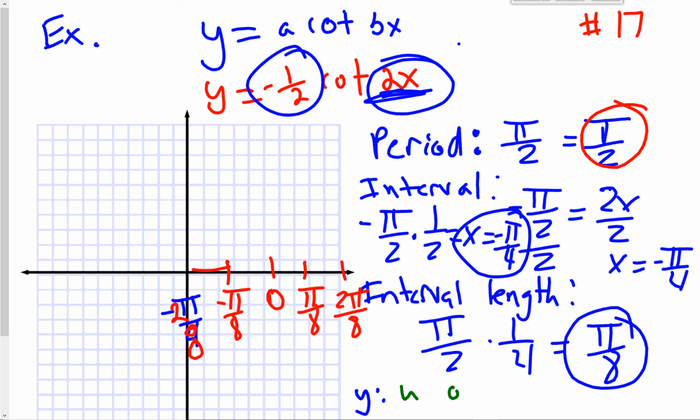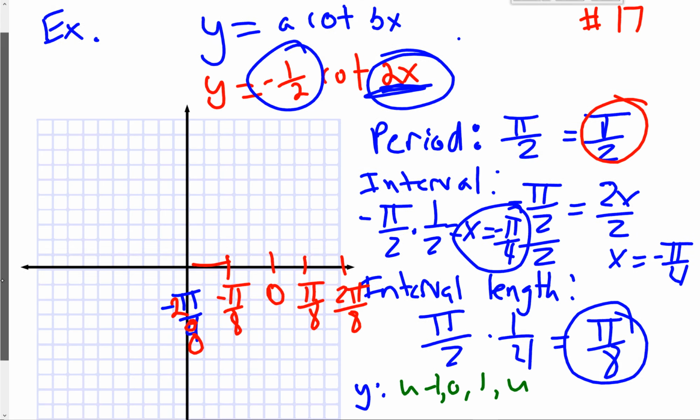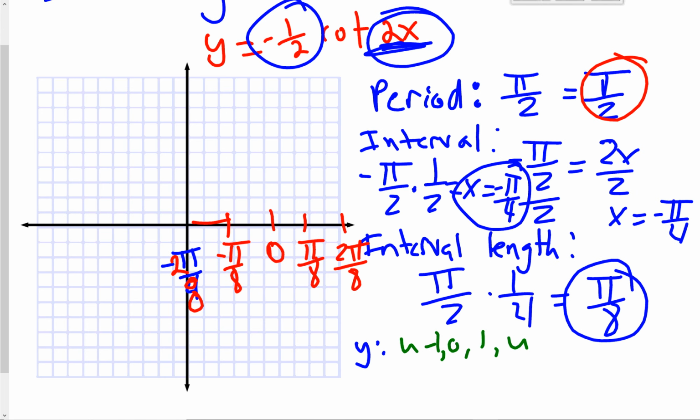Okay, then normally my y values are undefined, -1, 0, 1, undefined. So now I'm going to multiply by a, which is -1/2. So this stays undefined. -1 times -1/2 is +1/2. Still get 0 here. We get -1/2 here, and this one's still undefined. And again, we're not adding anything. So now still undefined, and at a half, we'll just label that as a half.